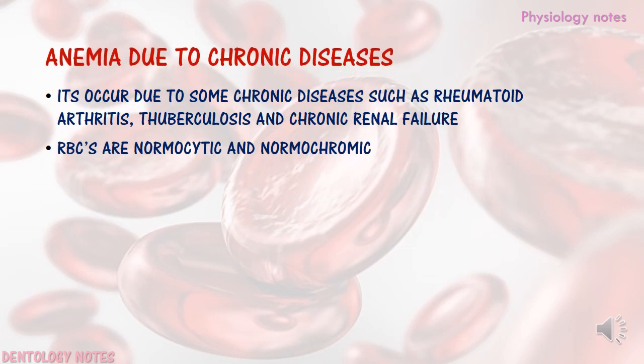Anemia due to chronic diseases. It occurs due to some chronic diseases such as rheumatoid arthritis, tuberculosis and chronic renal failure. RBCs are normocytic and normochromic.